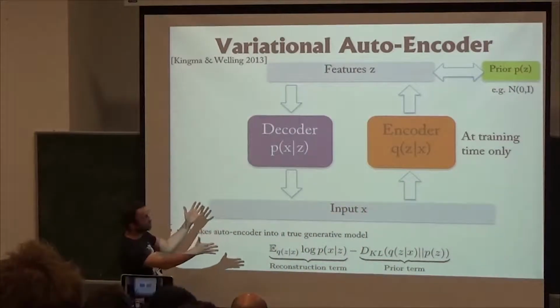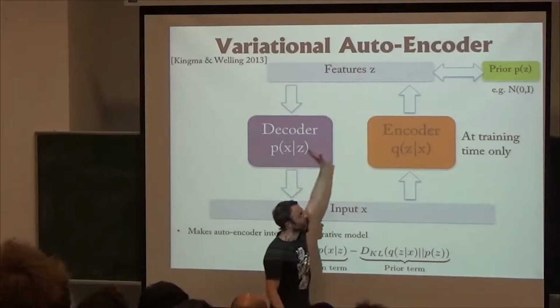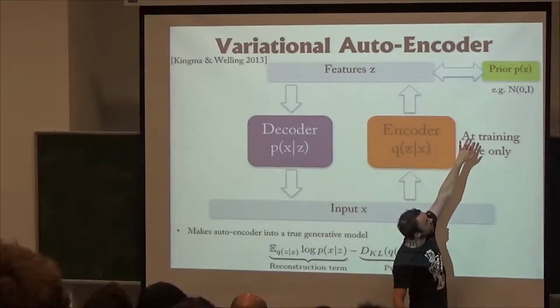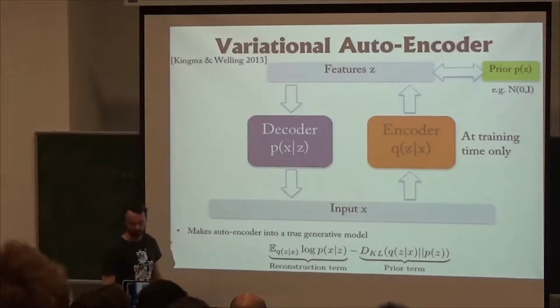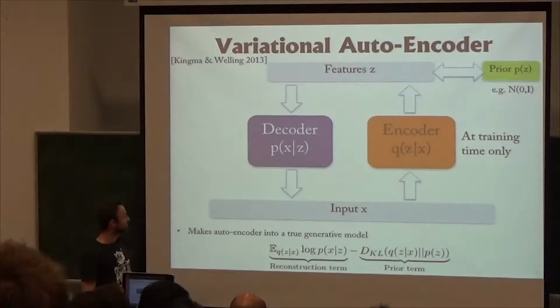So at test time, this is a generative model because you don't use the encoder anymore. You can just draw a sample from the prior and push it back through the decoder, and hopefully you should get realistic samples from the domain.